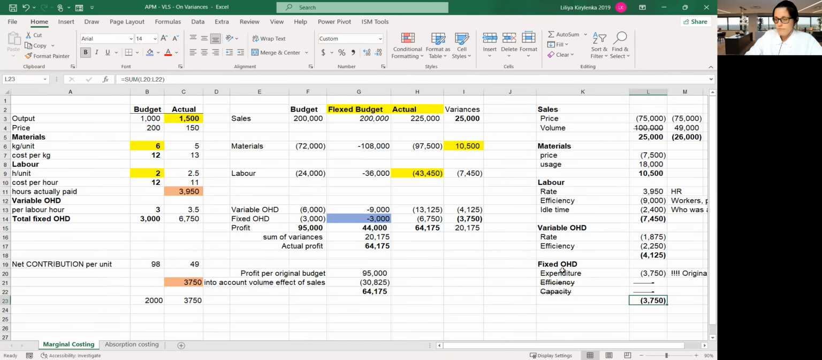So the total variance for fixed overhead is going to be equal to the expenditure variance, and the expenditure variance is going to be equal to 3,750. And the flexed budget profit is going to be 44,000. But the rest, you will see, is absolutely the same. So, for example, our reconciliation to actual profit is the same. Nothing has changed. And the rest of the variances are the same. They were not dependent on overhead absorption rate. So that is the difference between marginal costing and absorption costing and your budgeting.